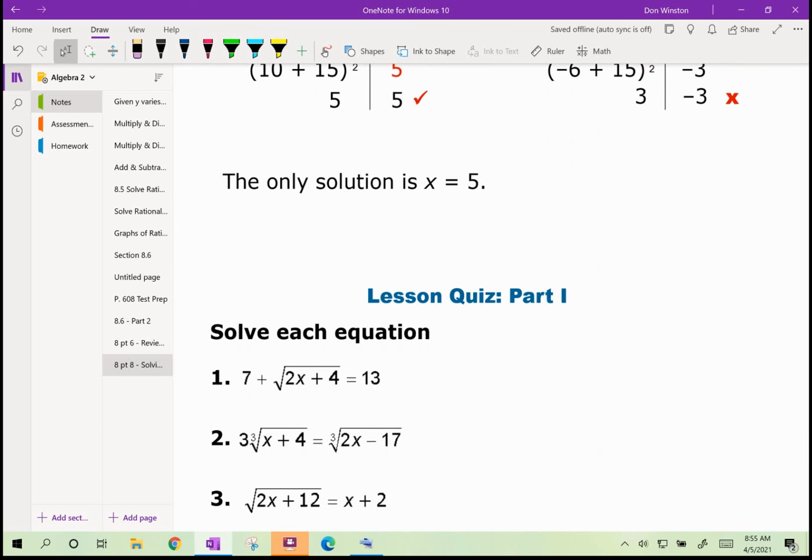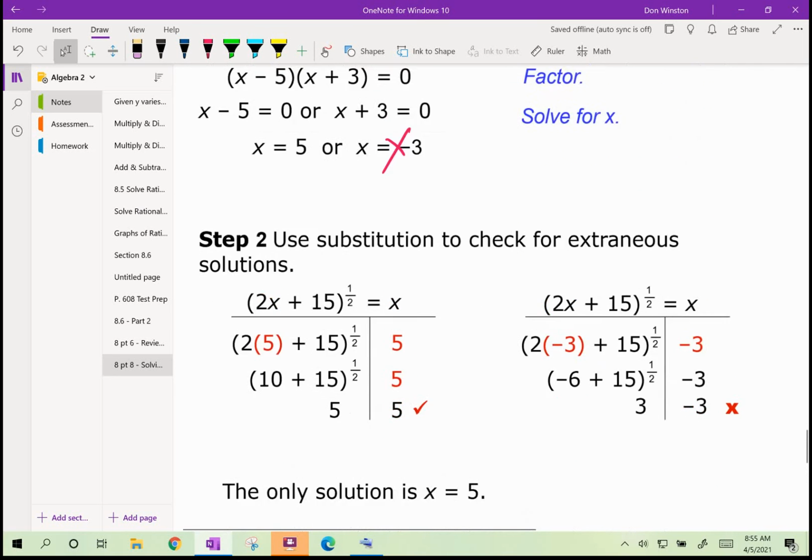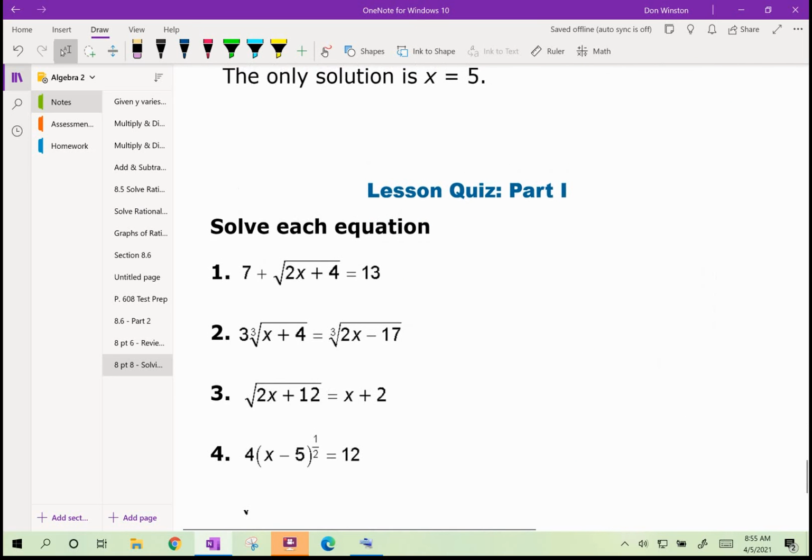All right, so pretty easy to do, solving radical equations or rational exponents. They're all one and the same, but pretty easy lesson. So your lesson quiz will be these problems here.